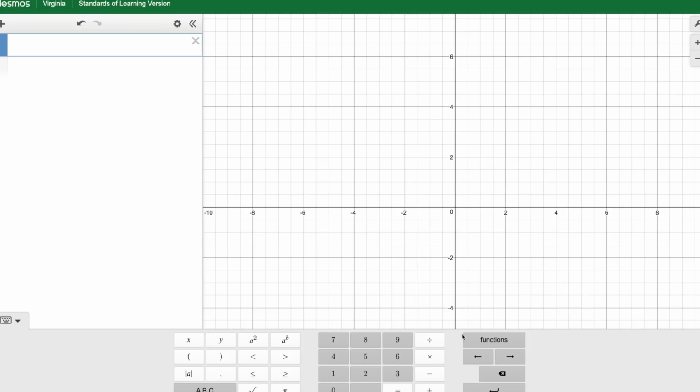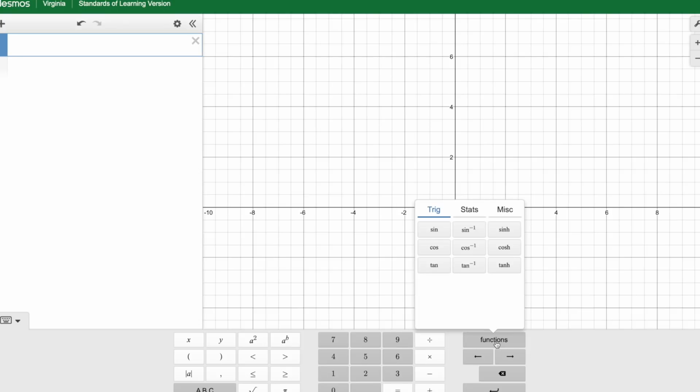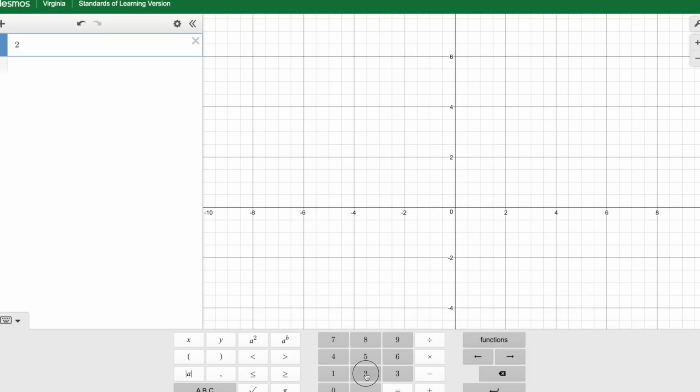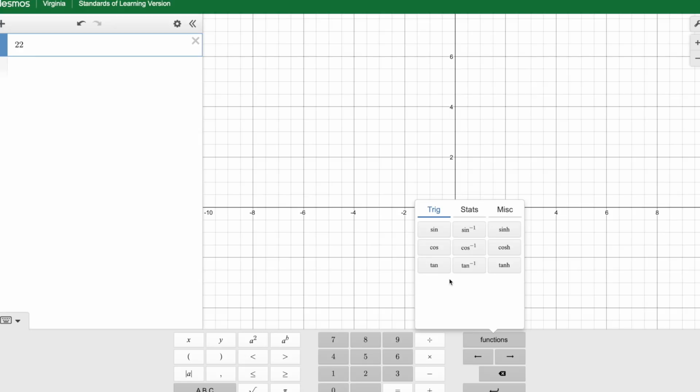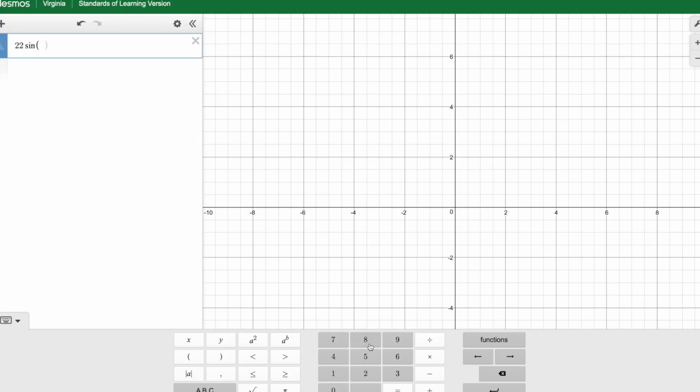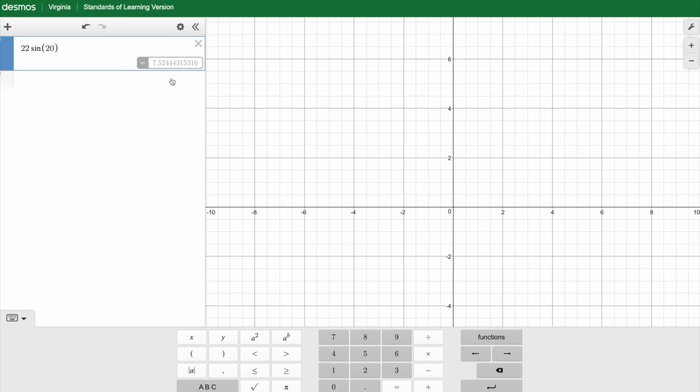So we have a little button here called functions, and you click on that, and we've got sine, cosine, tangent, and their inverses. We're going to type in 22 times the sine of 20 degrees. Now we saw that it's defaulting to degrees. If you look over here where it already says the equals, you don't have to press the equal button. We can see just looking at this box that the answer is approximately 7.52, and of course they extend the decimals out pretty far.